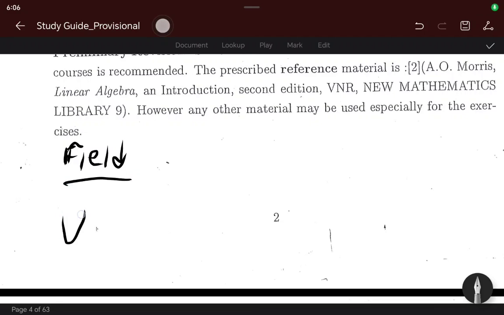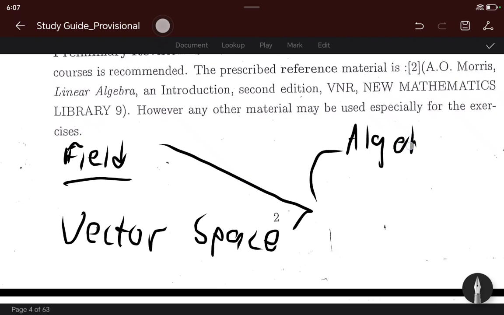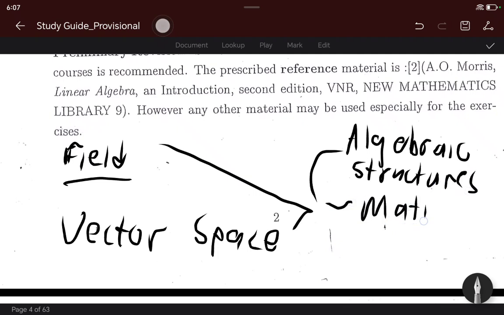To understand the field, you need to know what a vector space is. Knowing these two, given that we have the history or the theory of, first, we know algebraic structures. We have done these for the past weeks. Secondly, we know of matrices.